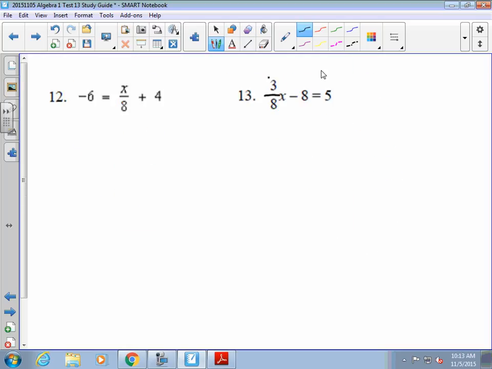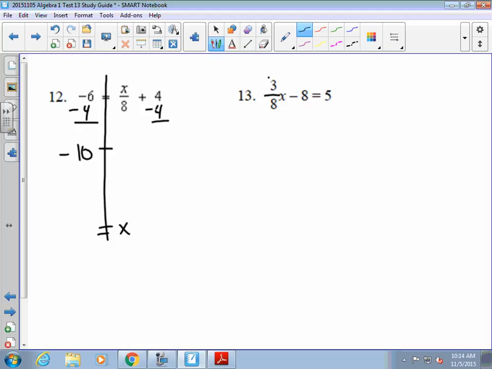Number 12 says -6 is equal to x over 8 plus 4. We want to undo our order of operations backwards in this case. So undo plus 4 first by subtracting 4. If you subtract it on the right, subtract it on the left. Now you're talking about the same sign. Notice they both have negative, -6 and -4. So add the numbers. 6 and 4 is 10, and keep the common -10.